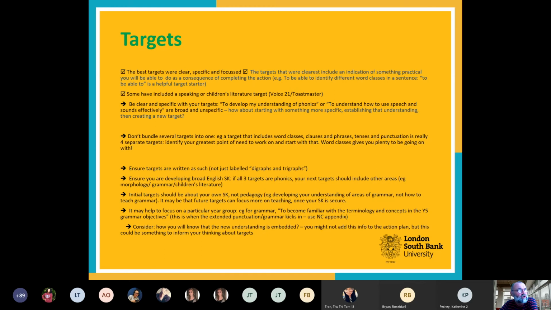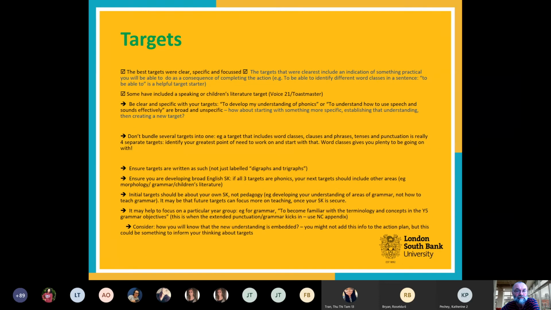I think there was one I read which was about word types, and the target was to be able to identify specific word types in a passage of reading. So it was kind of, okay, not only have I learned what those different word types are, but I can actually find them in a passage, and that made a load of sense to me. Some have included a speaking or children's literature target. Great. Be clear and specific with your targets.